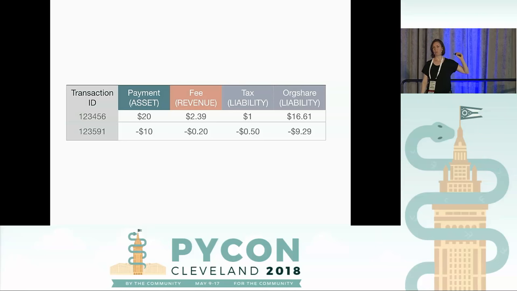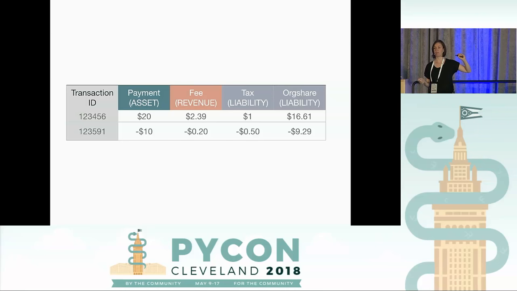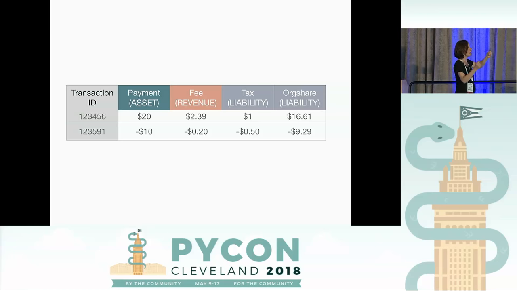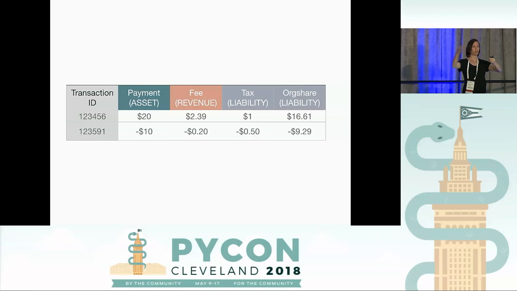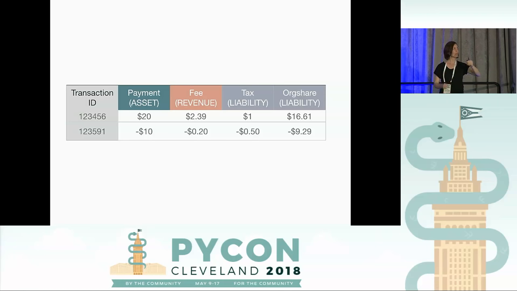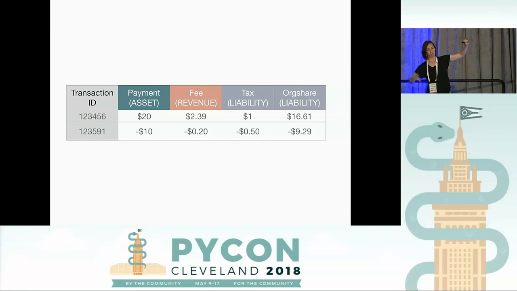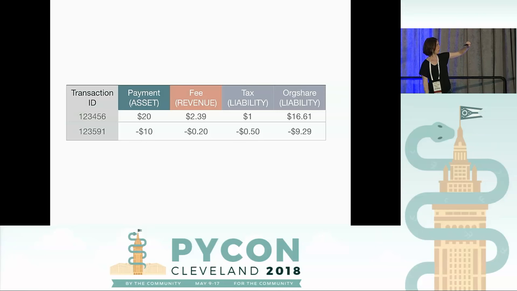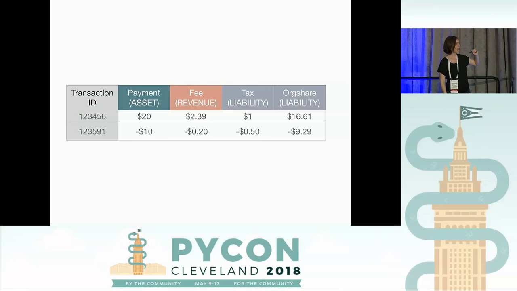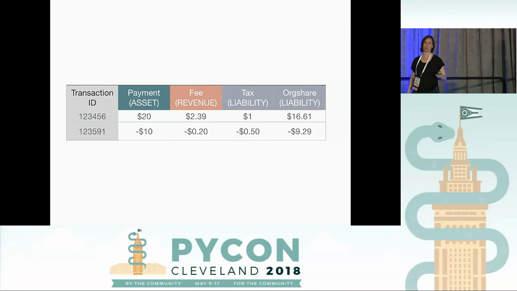Imagine a few weeks later, the organizer partially refunds the ticket, $10. So $10 is returned to the attendee who tried to buy the ticket. 20 cents of that represents fees. It's a flat fee, so it's not fully refunded proportionally to the cost of the ticket, taxes, and org share. Let's add those numbers up.